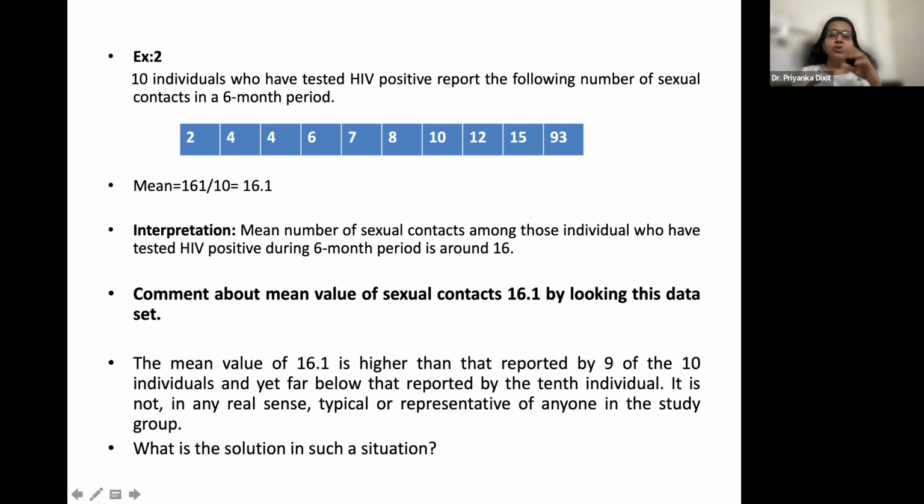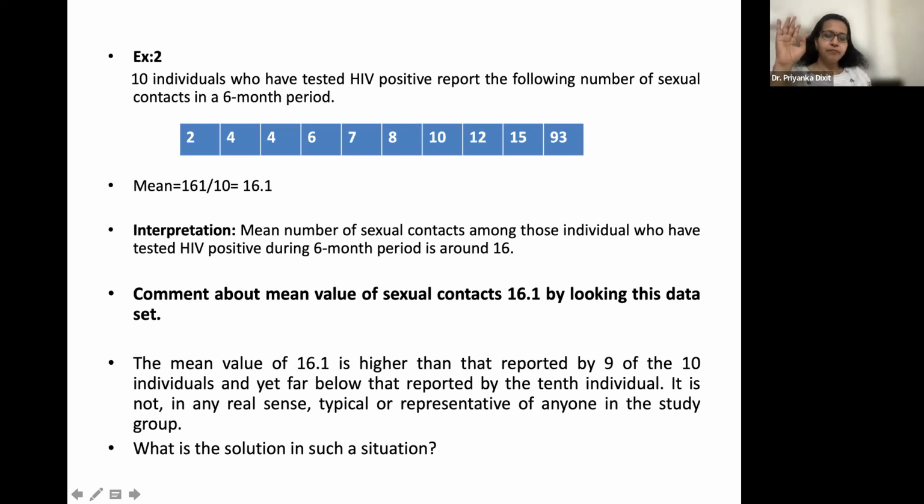Okay? So you can see that if your data set is heterogeneous or some outliers are present, in that situation we are not going to prefer the mean. We should believe in the median, because in that situation the median will give us the correct idea about the central part of the data set. Is it okay?